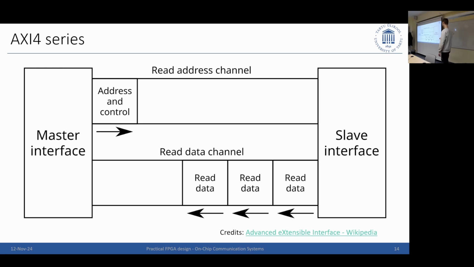From an architecture standpoint, it's quite simple. We have a master interface which will send an address and a control command, so basically where to go to and what it should do. The slave will react and then send the data back. This, for example, is for the read data channel. For the write channel, you would send address and control, and then you would send the write data afterwards.